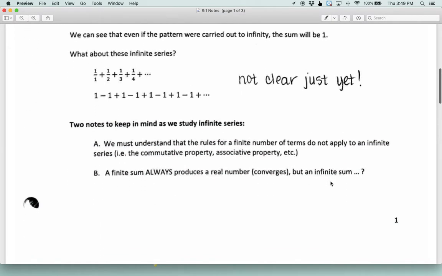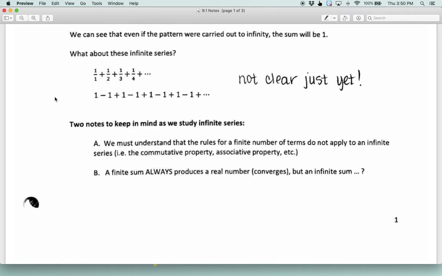Now, it is really hard to tell just by looking at the series what is going to happen. Here's a couple of examples. 1 over 1 plus 1 over 2 plus 1 over 3 plus 1 over 4. The question is, is that going to diverge or is it going to converge to a specific sum? You may look at this and think, well, the fractions are getting smaller and smaller and smaller. But what if they're not getting smaller fast enough? We can't really tell just by looking at it. That's an example that represents the harmonic series.